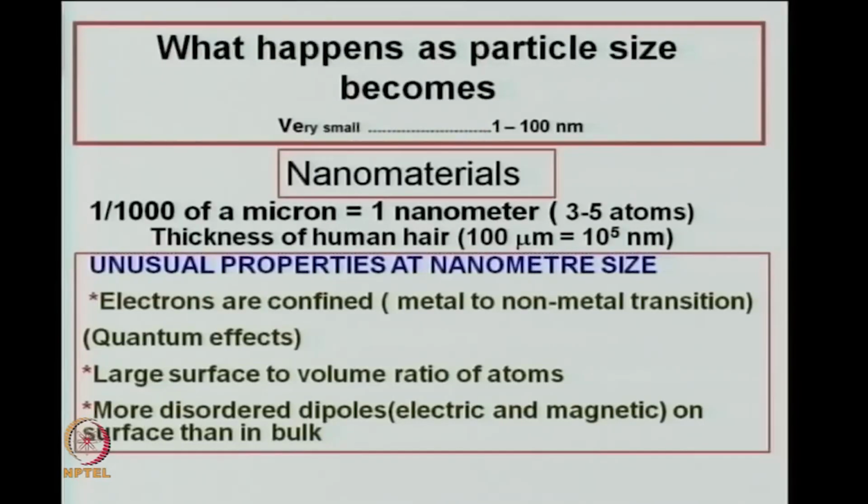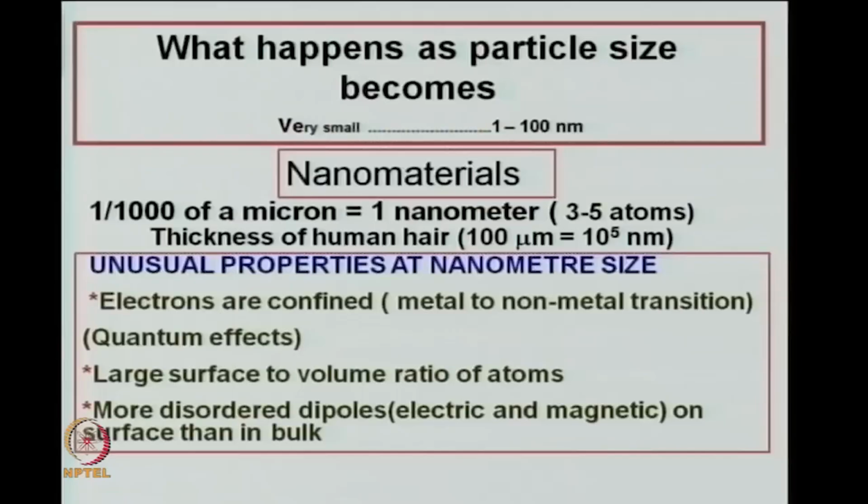One of the properties is that electrons, which normally are delocalized in a metal, become confined, that means they are not so free anymore. Then the property of the metal which is due to the delocalization of electrons is affected, and the metal becomes a non-metal. This is considered to be a quantum effect because you change the allowed energy levels of the electrons by confining them in a region.